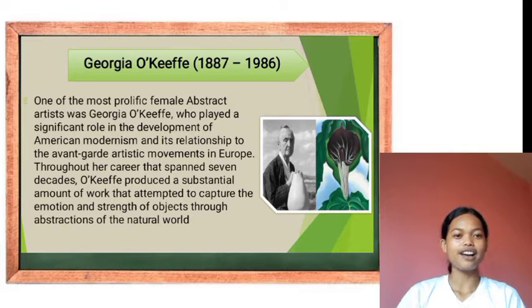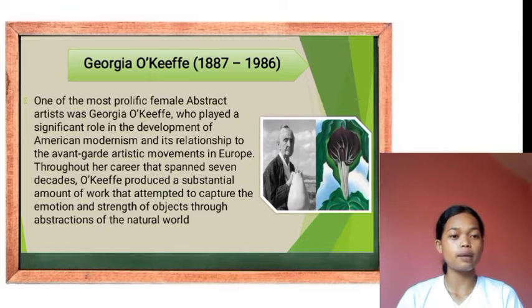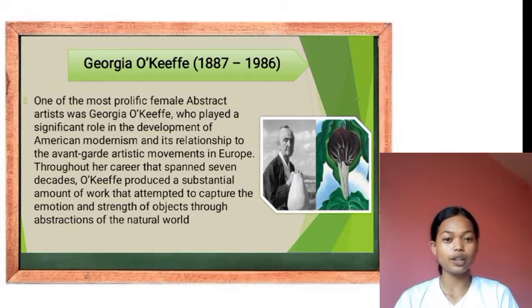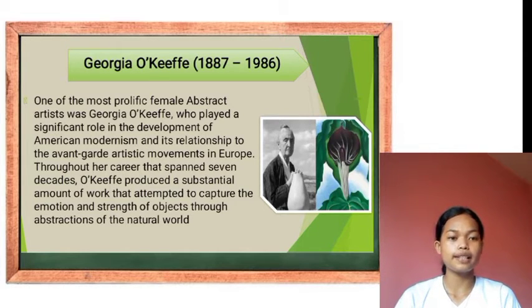Fourth, Georgia O'Keeffe, 1887 to 1986. One of the most prolific female abstract artists was Georgia O'Keeffe, who played a significant role in the development of American modernism and its relationship to avant-garde artistic movements in Europe. Throughout her career that spans 7 decades, O'Keeffe produced a substantial amount of work that attempted to capture the emotions and strength of objects through abstractions of the natural world.